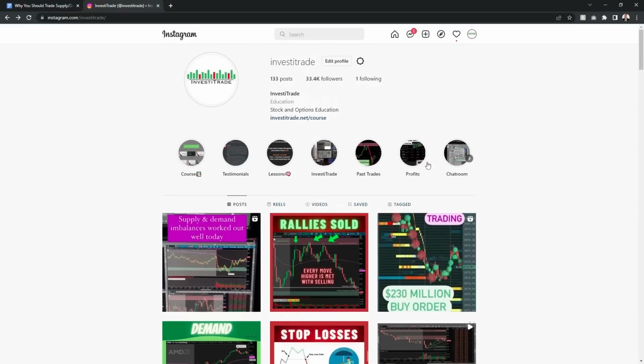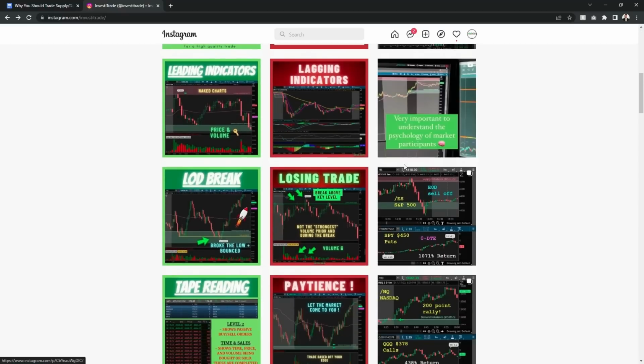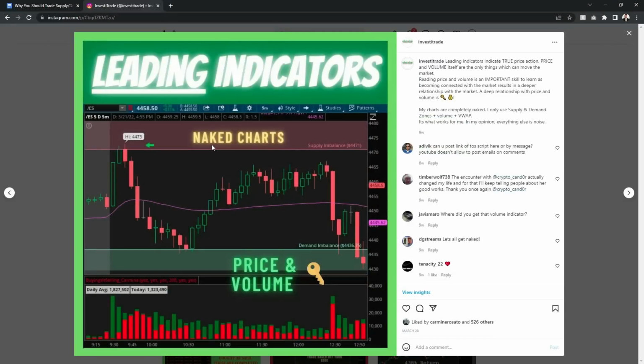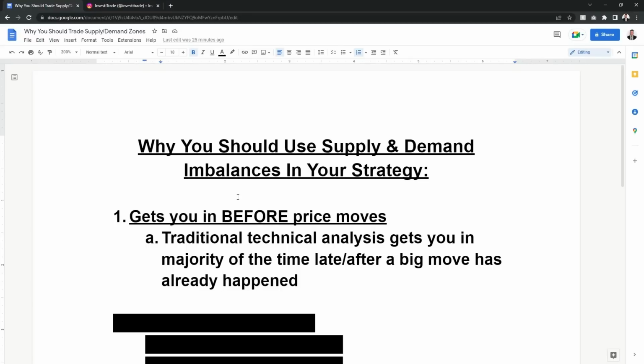But a few weeks ago, I posted a picture about leading indicators, and supply and demand zones are the most leading indicators you're going to get. They have to do with organic naked price action, and it works extremely well in my trading strategy. And the first point that I want to explain here is supply and demand gets us in before price moves.